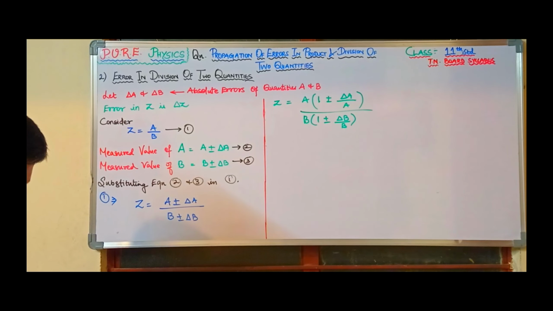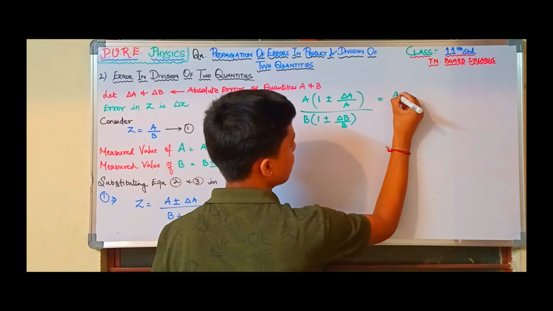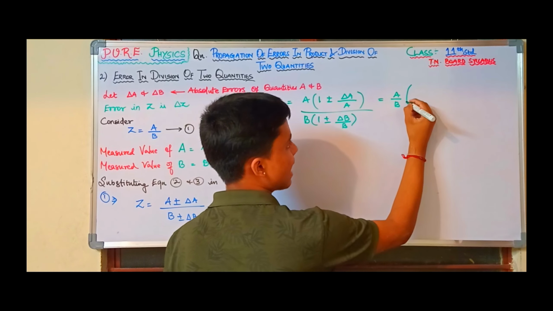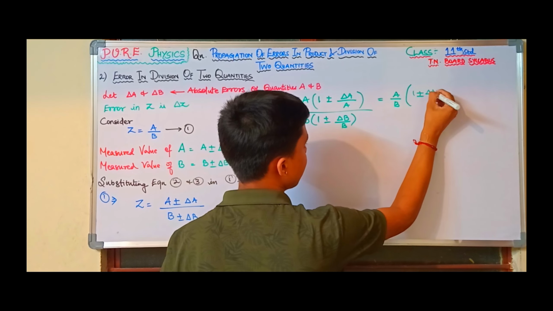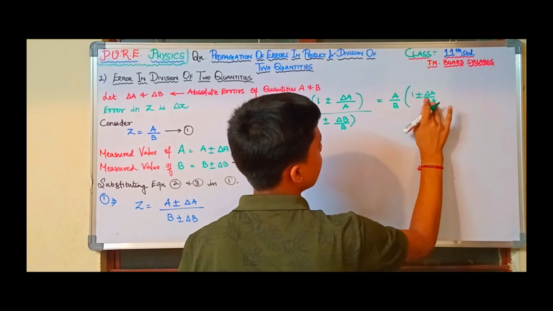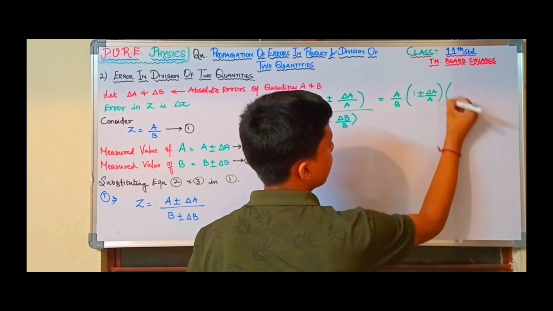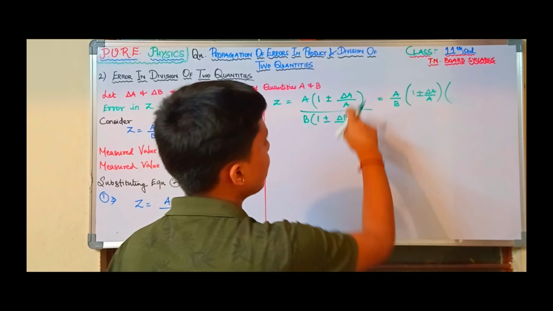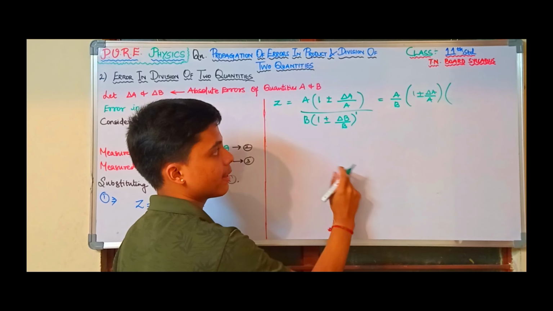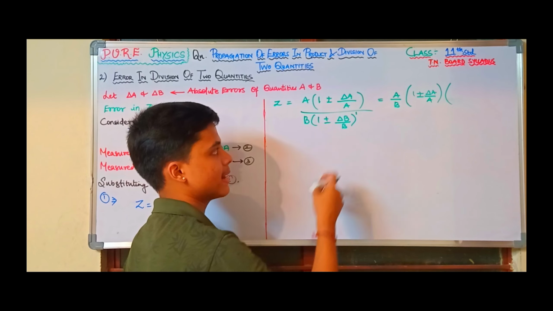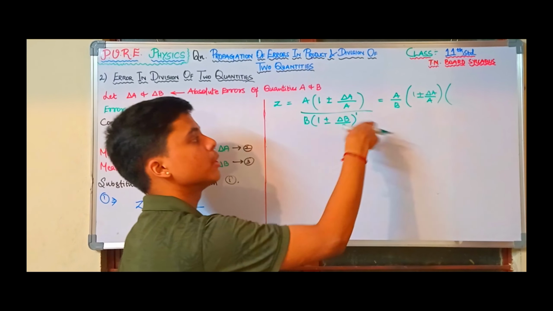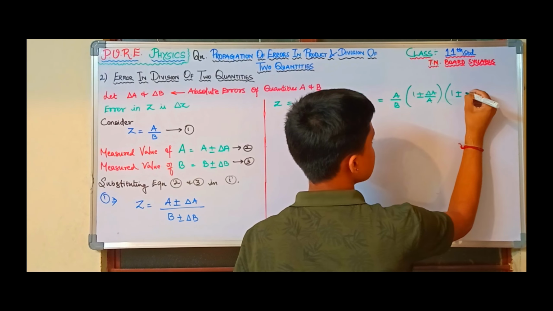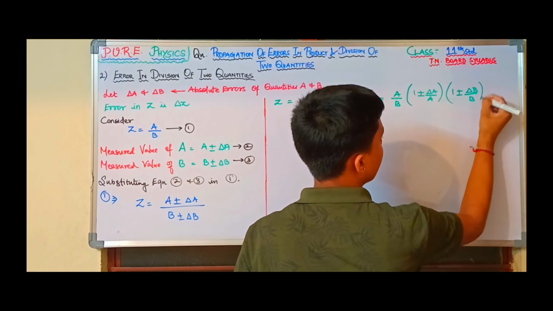Now what I'm going to do is write the A by B the same, A by B. I'm going to write this 1 plus or minus delta A by A as it is. Now, this 1 plus or minus delta B by B in the denominator, I'm going to bring to the numerator. Now, the power of this term is 1. If I bring this term to the numerator, the power 1 will become power minus 1. Therefore, I'll write 1 plus or minus delta B by B, the whole power minus 1.